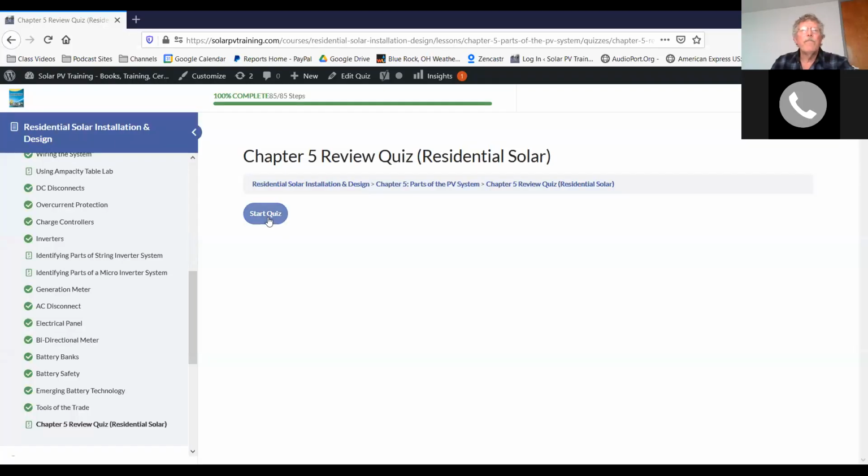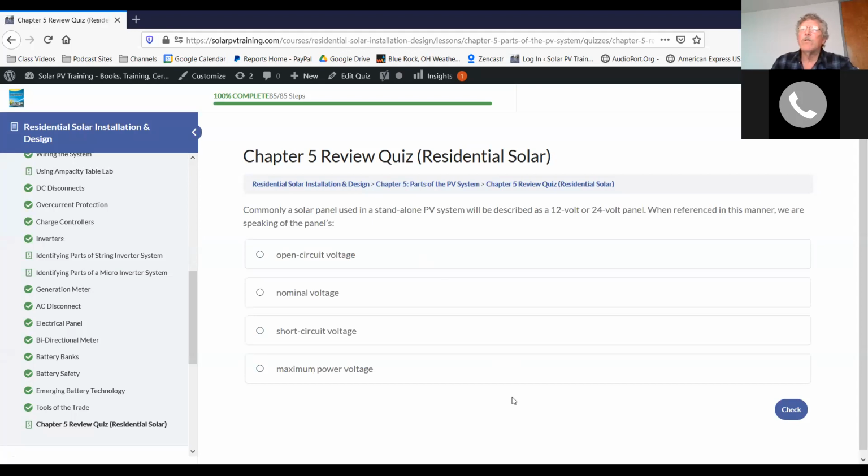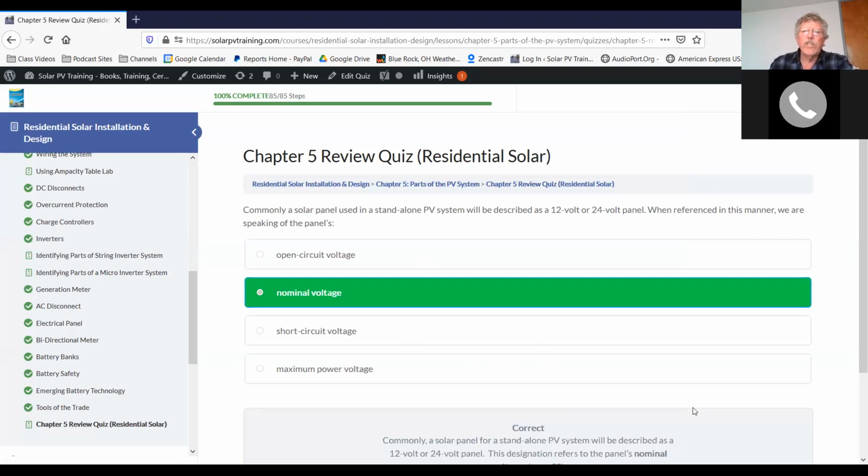So I'll start right here. Commonly, a solar panel in a standalone system will be described as a 12-volt or a 24-volt panel. When referenced in this manner, we're talking about the panels, and here we're looking for nominal voltage. Basically, if we say it's a 12-volt panel or a 24-volt panel, it doesn't mean it's going to function at 12 volts or 24. It typically means it is compatible with a 12-volt battery system or a 24-volt battery system.